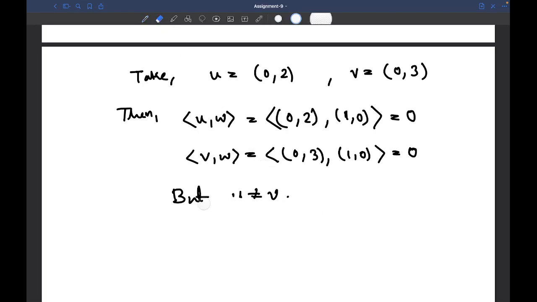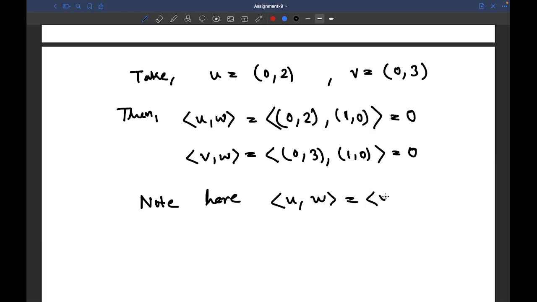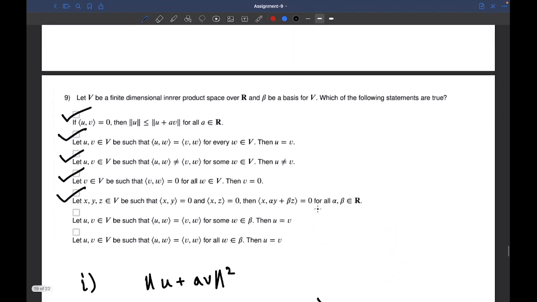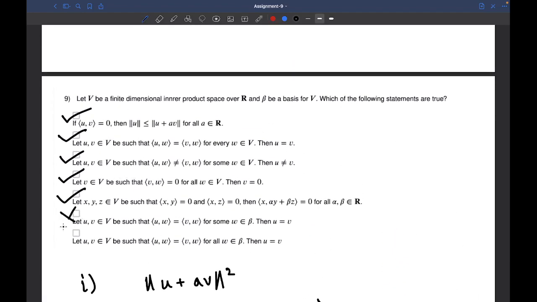So let me write it. These two are the same, but U is not equal to V, right? So option number 6 is false.